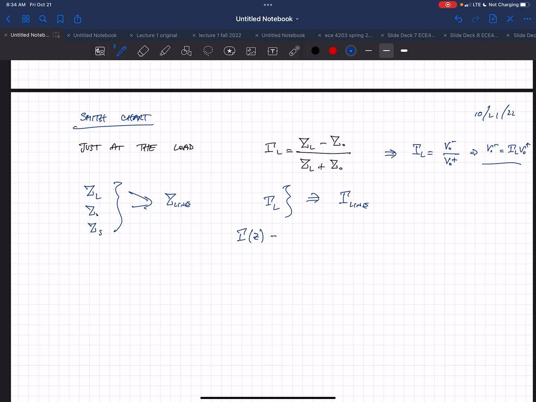The same thing, I can define a reflection coefficient anywhere along the line, giving me the relationship of V0 minus over V0 plus at any point along the line, because these have values anywhere along the line, not just at the load. So I can define a reflection coefficient anywhere along the line.